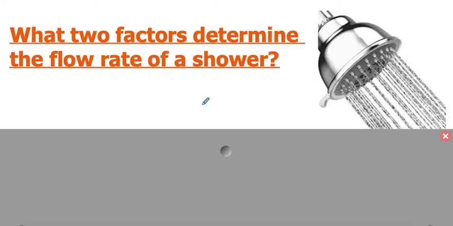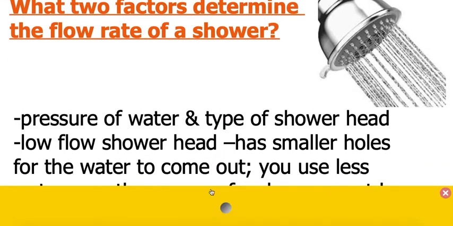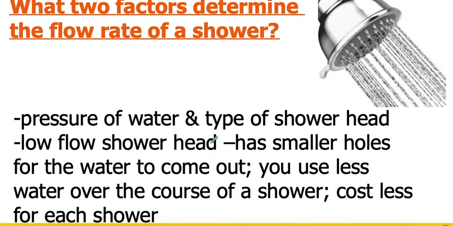So what are the two things that determine flow rate? Let's look at a shower here specifically. Okay, so you can kind of think of them off the top of your head. I have them listed here below, but it's the pressure of the water and type of shower head. So we have these things called low flow shower heads. It's going to have smaller holes, which is going to increase the speed of the water, but it'll decrease the flow rate. Because you guys know that we get charged per maybe liter or gallon or whatever it is at the water treatment plant.